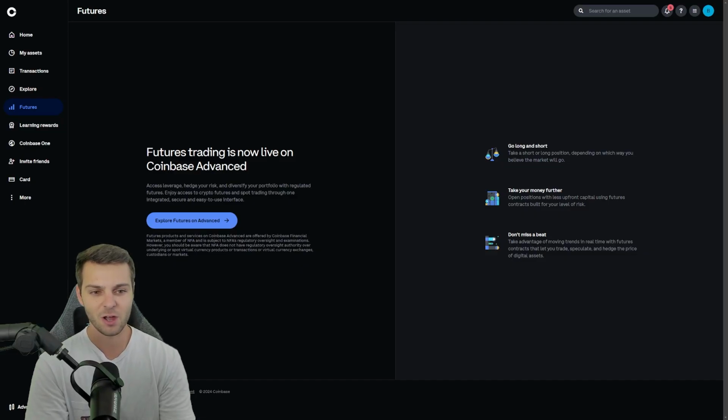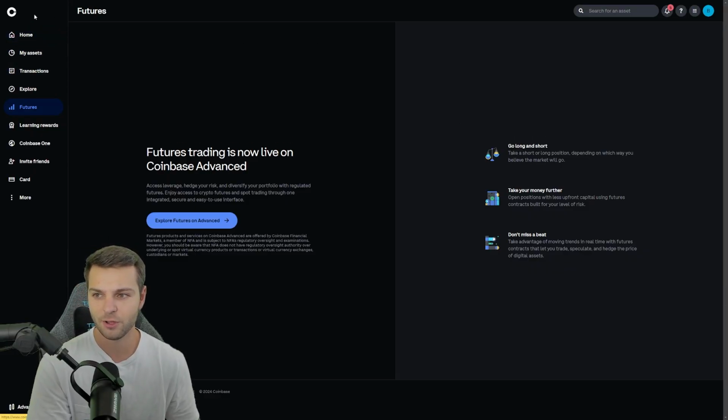Now, to kick things off, all you need to do is log into your Coinbase account, and you're going to be met with a screen that looks somewhat like this one. You're going to have your normal toolbar on the left-hand side of your screen, and what you're going to want to do from here to unlock this is go over to the Futures button.